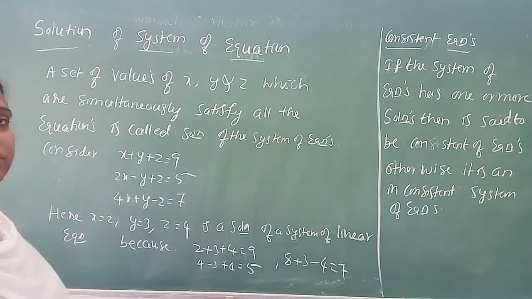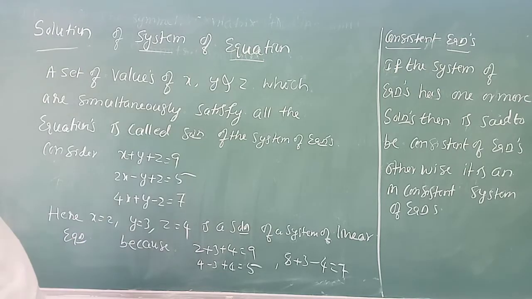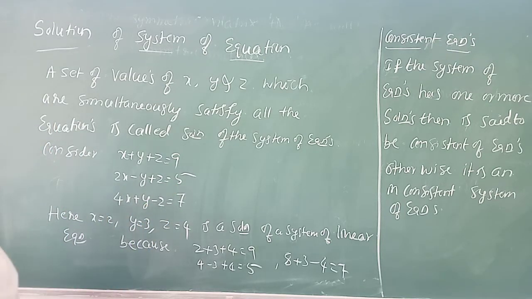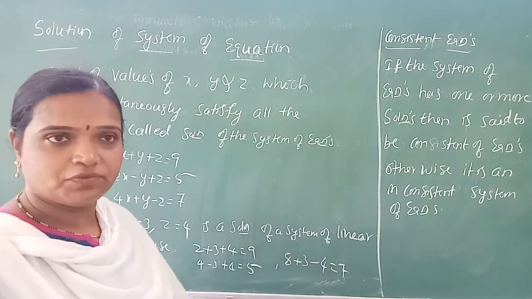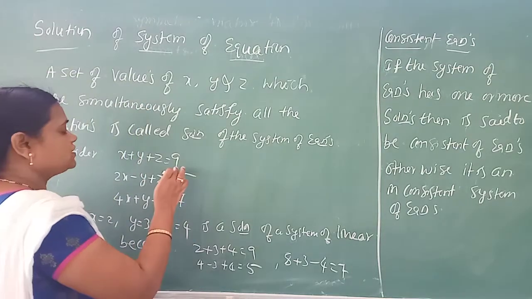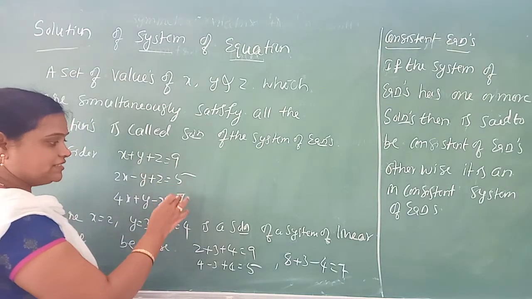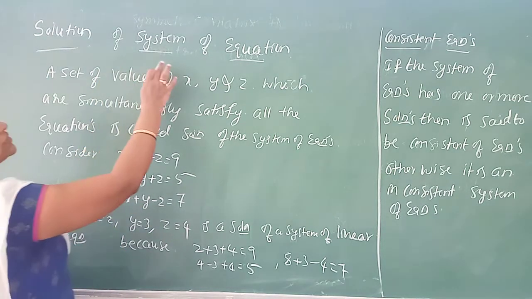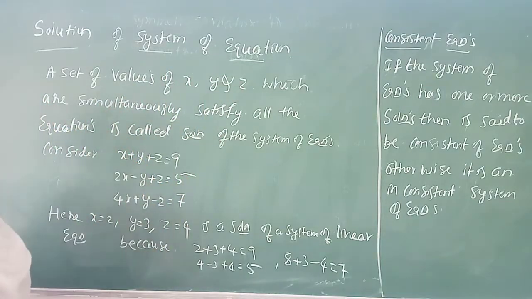If we substitute any values of x, y, z so that we get 9, 5, 7, then those values of x, y, z we call the solution of the system of equations.